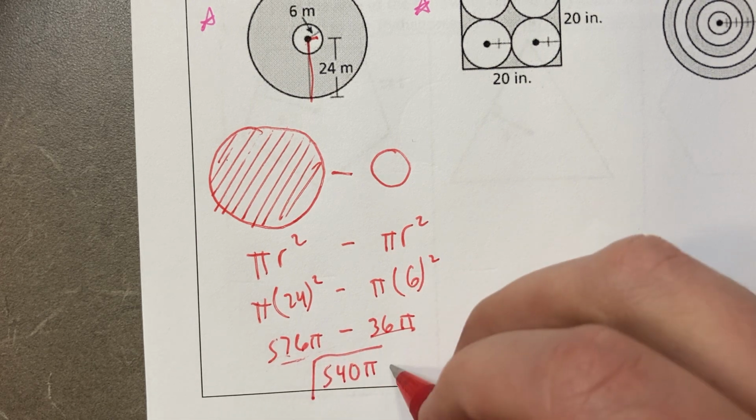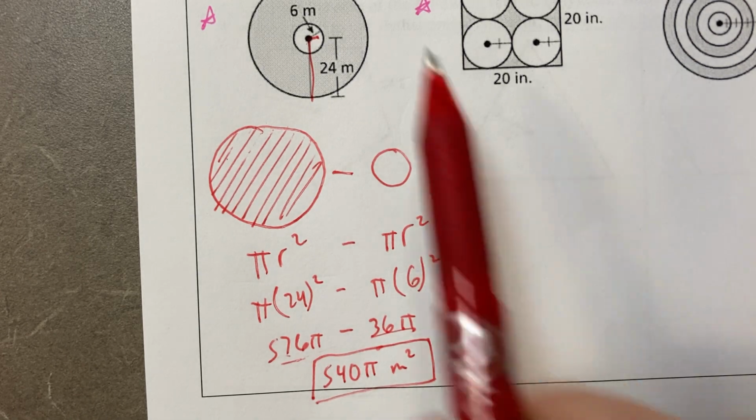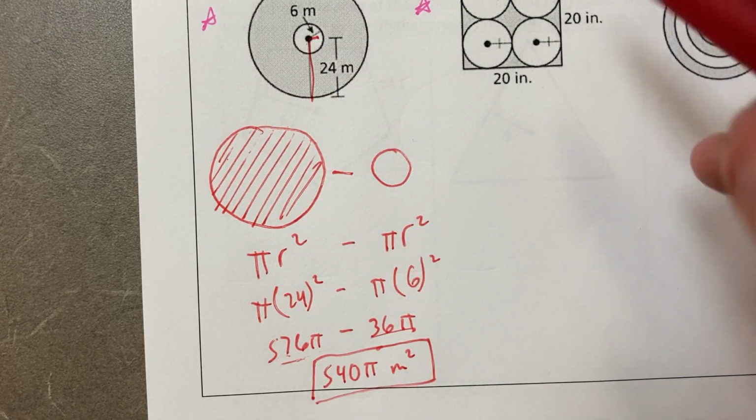That is a great answer. And technically it is meters squared because it is area. It's a great answer for that question. 540 pi, leave the pi in it.